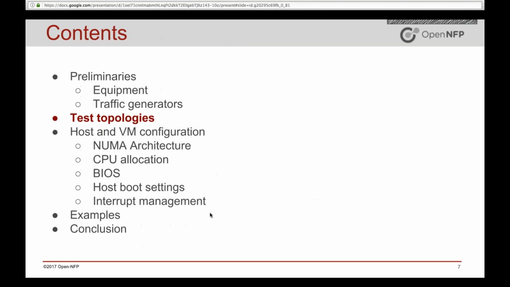All right, so I'm going to hand over to Christo here to talk about various possible test topologies that you might use for your tests.